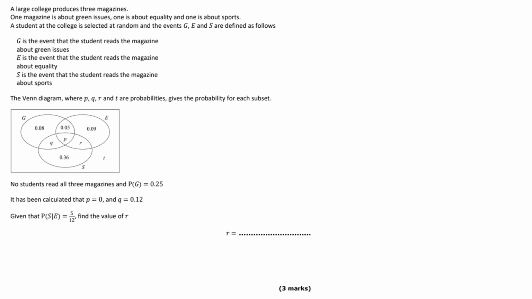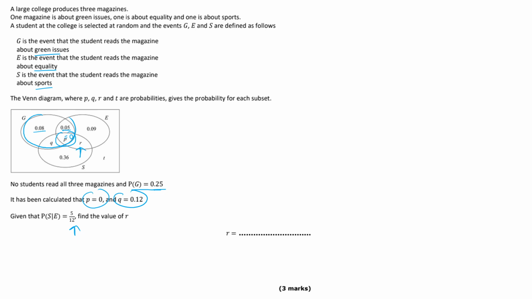The next question is a probability question. We've got G, the event that somebody reads a magazine about green issues, E, equality, S, sports. We're told that the probability of somebody reading all three is 0, so P is equal to 0 there in the middle. We're told that the probability of the green readers is 0.25. So if we just add up the 0.08 and the 0.05 together and take them away from 0.25, Q comes out to be 0.12. And then we're told, given that S given E is 5/12, find the value of R.